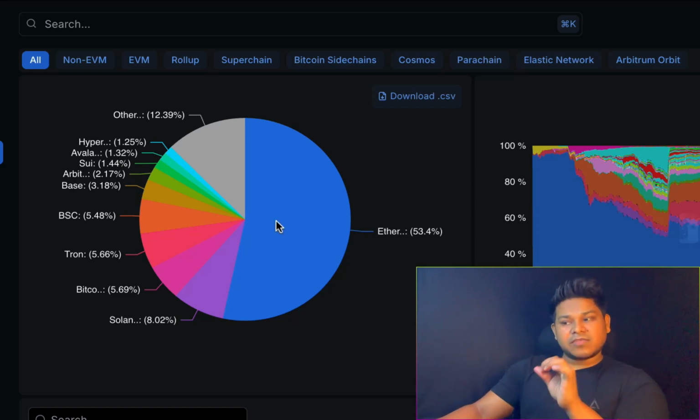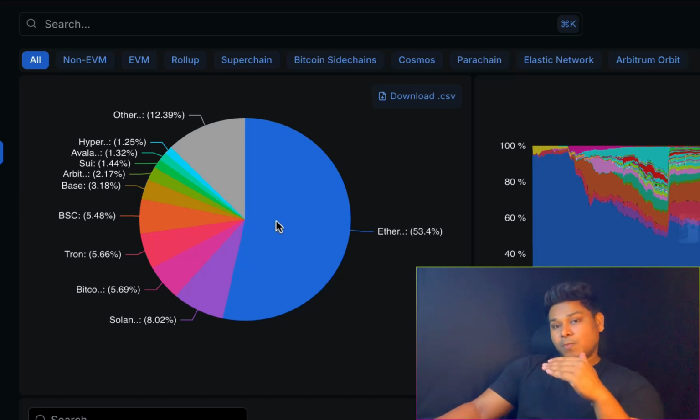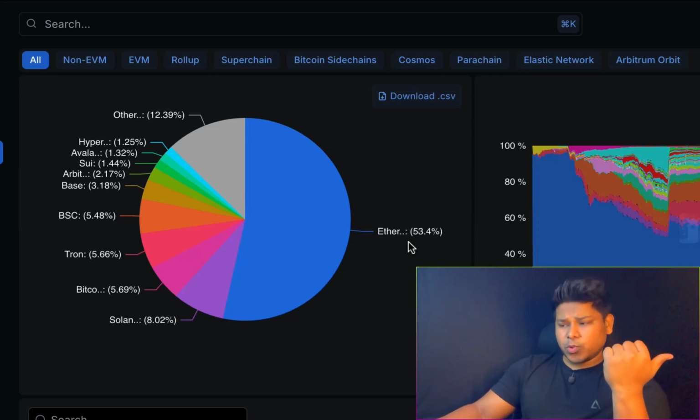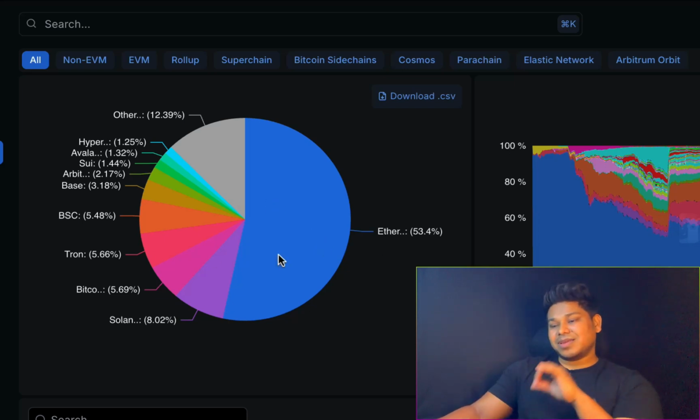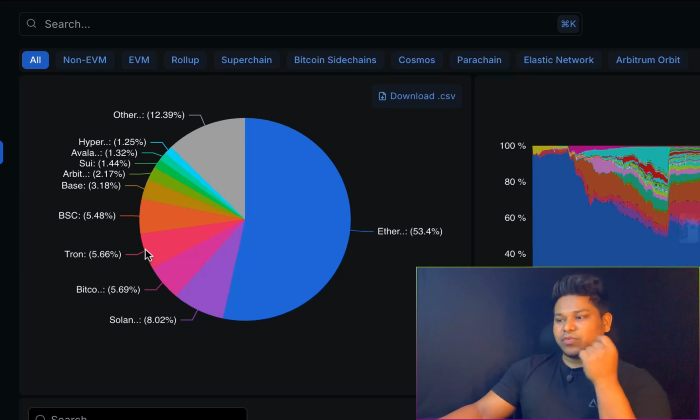But if you look at this graph closely, tons of things are happening. If you go back a year or two, this number was different. Right now Ethereum holds 53%, but if you go back to 2022, it was holding close to 75 to 80% of the market. Right now it has dropped to 53, but it still holds most of the money. After that, we have Solana, then we have Binance.